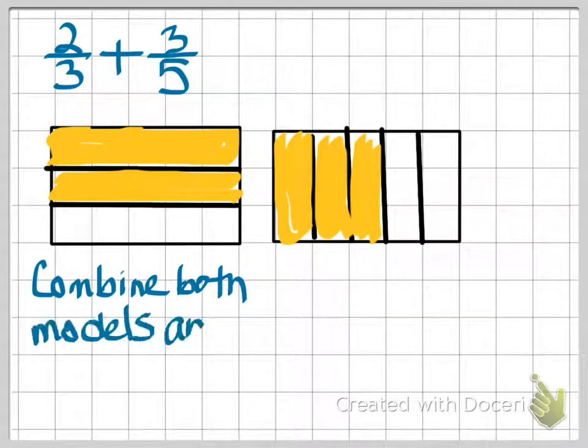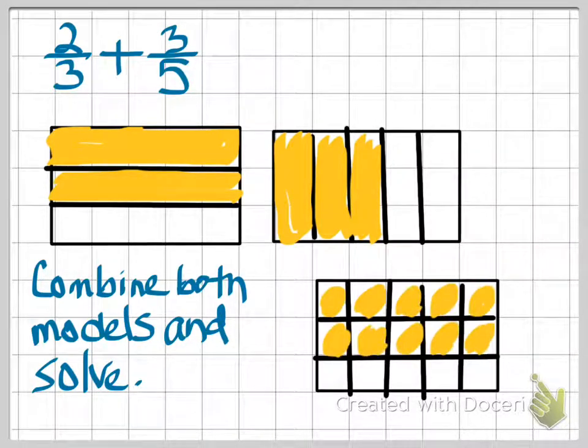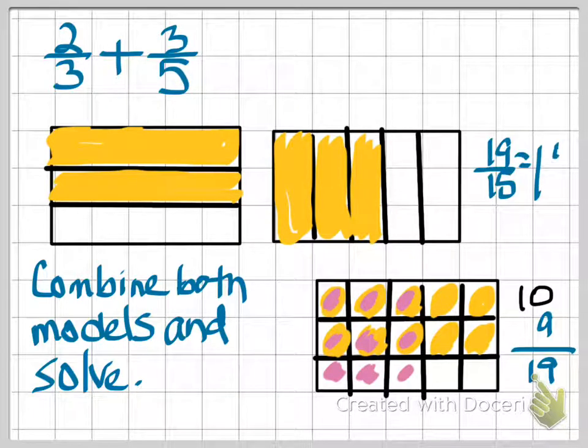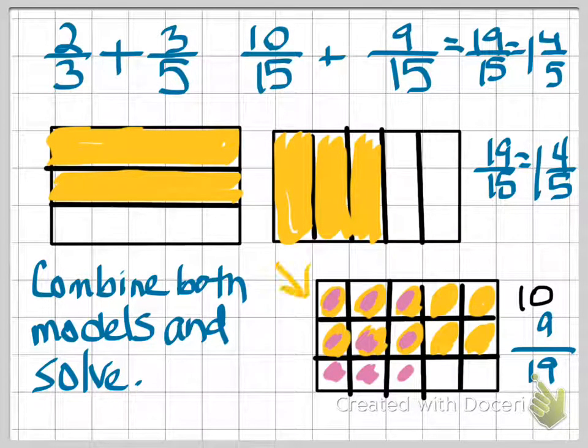The first illustration is 2/3. The second one is 3/5. The only way that this can work, however, is if both fraction squares, or rectangles in this instance, are the same size. This illustration here shows the combination of both models added together.